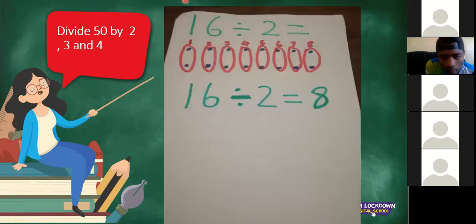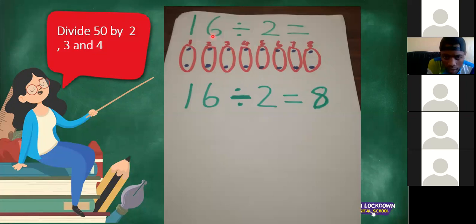So we have 16. You know how many dots we must have? 1, 2, 3, 4, 5, 6, 7, 8, 9, 10, 11, 12, 13, 14, 15, 16. Then it says divide by 2. 1 group of 2, 2 groups of 2, 3 groups of 2, 4 groups of 2, 5 groups of 2, 6 groups of 2, 7 groups of 2, 8 groups of 2. Then after that, we count. How many groups do we have? 1, 2, 3, 4, 5, 6, 7, 8. 16 divided by 2 is 8.